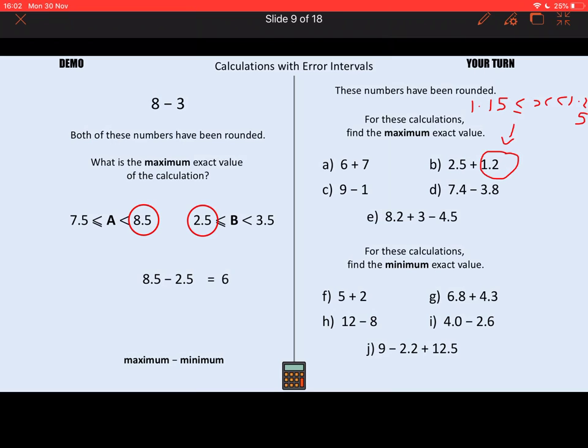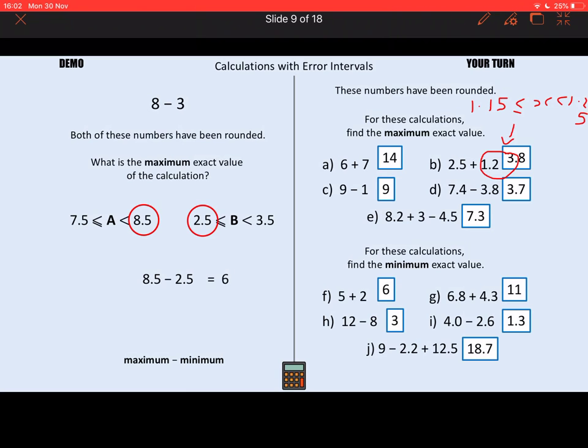Hopefully you've had a go at these questions, so these are the answers. You should get 14, then 3.8, and so on. For E, it's worth doing the maximum bit to start with, of 8.2 and 3, and then taking away the minimum of 4.5, and so on. For J, because you want the minimum, you're going to want the minimum of 9, the maximum of 2.2, and then the minimum of 12.5.